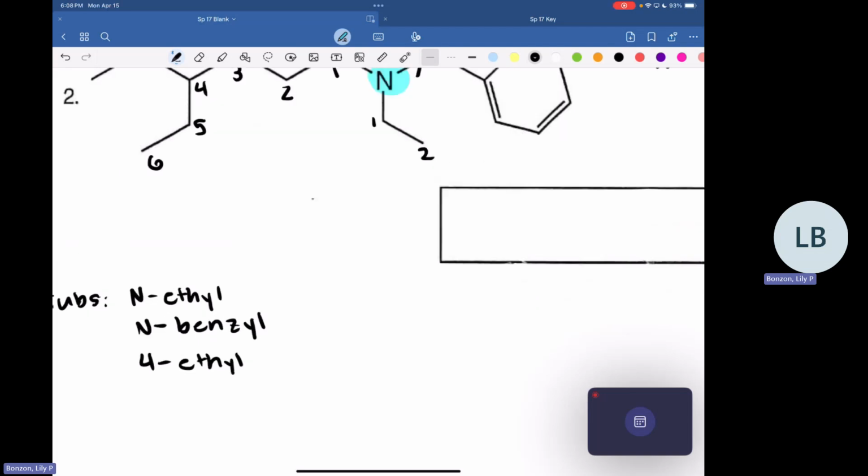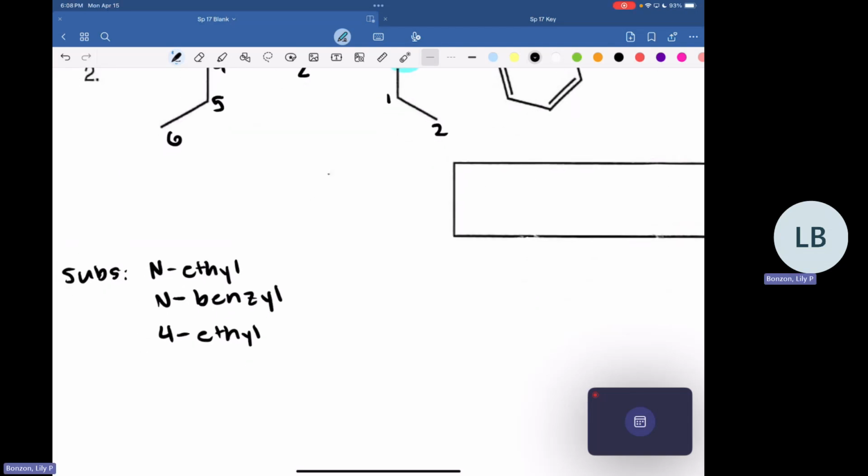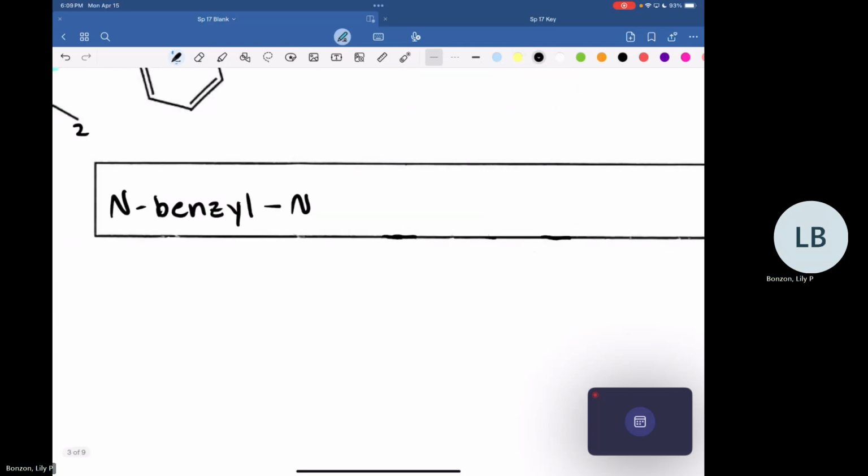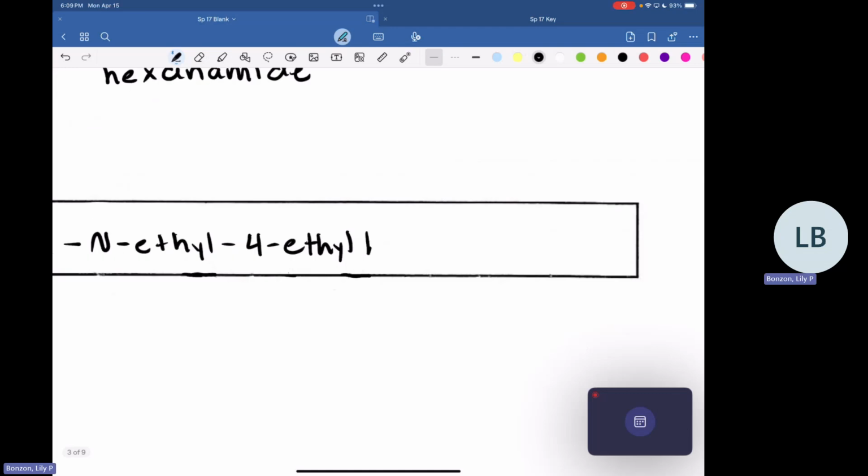And then just remember to do your alphabetical priority. So we've got benzyl, and then ethyl. So benzyl's going to go first. And then we have N-ethyl, 4-ethyl, and then hexane amide.